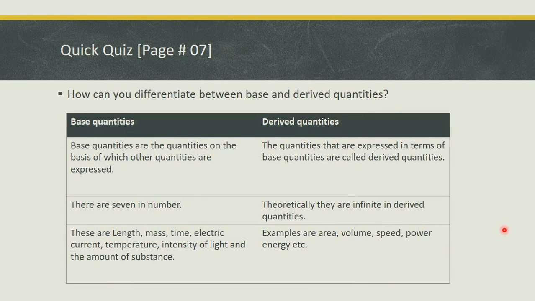Okay, now let's move towards the solution of the quick quiz, which is on page number 7. The first question is how you can differentiate between the base and derived quantities. We already discussed what the base quantities and derived quantities are, how many base quantities and derived quantities there are, with examples. So you can write this answer for the quick quiz of page number 7. We already discussed all these things in this lecture.